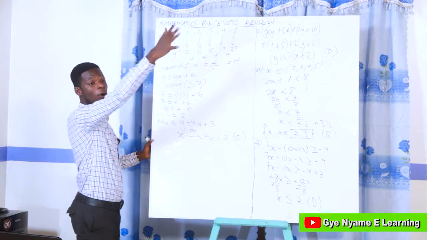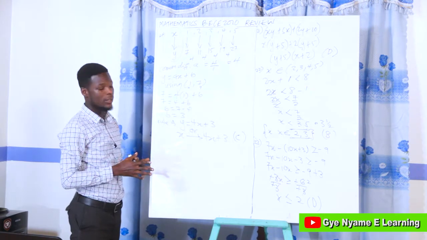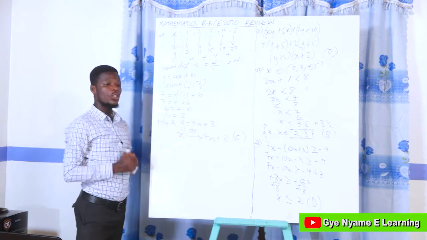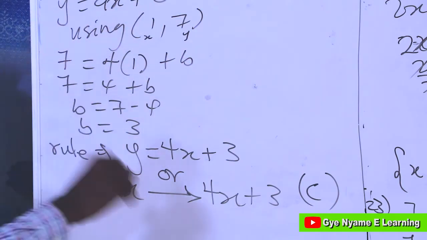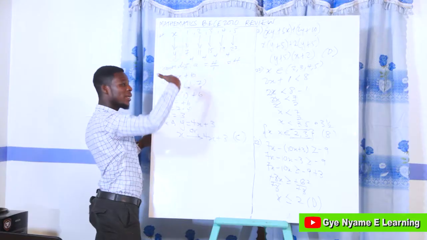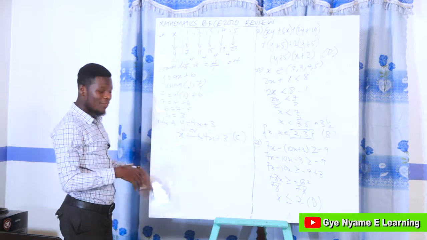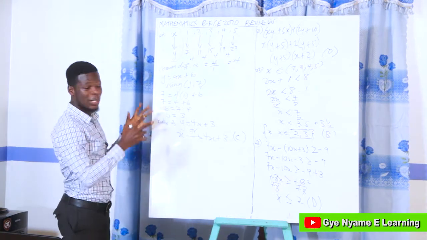You can do that for multiple values for domain, and you get a respective codomain. All right, so that is your rule. With the observation method, you just have to look at the mapping and look at what happened to this to give you that. With that one, you need to do several questions before you can become master of it. All right, that's not our subject for today.